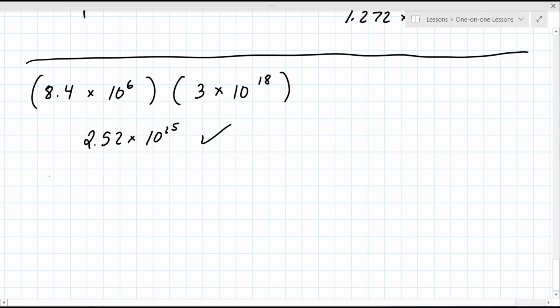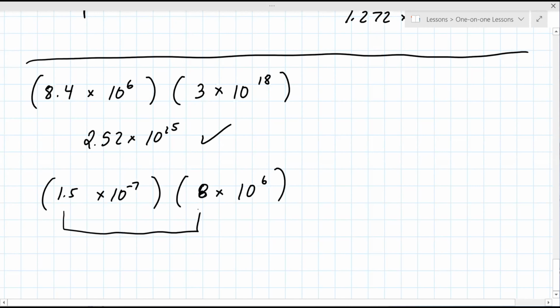Excellent. Okay. All right. So now there's another possibility that can happen here, which is when we have to deal with potentially negative exponents. Let's go 1.5 times 10 to the minus 7. And then we'll go 6 times 10 to the 6th power. Okay. I'm sorry, I need to change this number to 8. Thank you. 8 times 10 to the 6. So when you multiply these together, what do you get? What is 1.5 times 8? 12. And then 10, you're going to add the exponent.